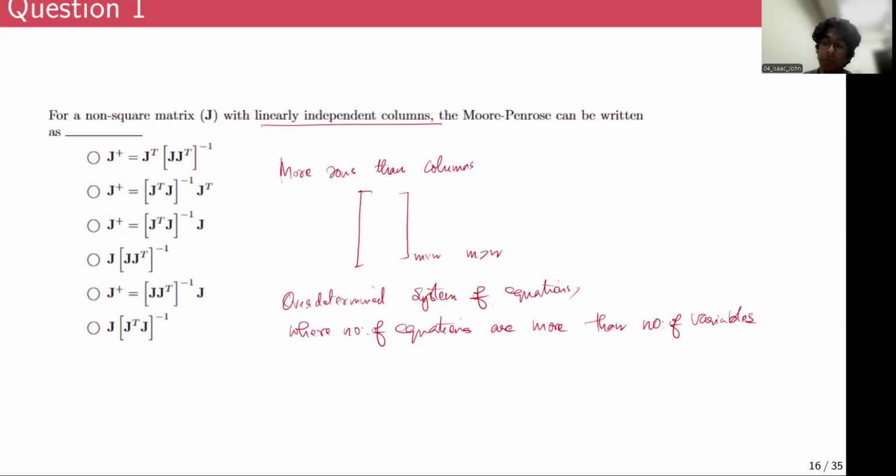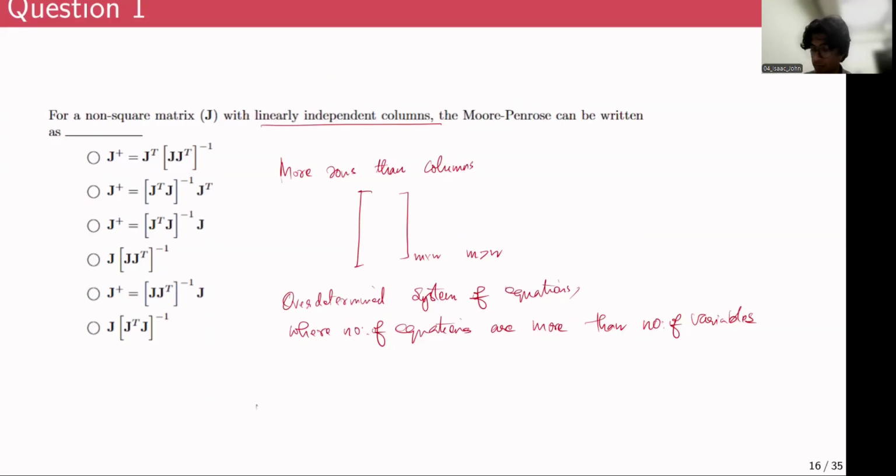3 equations are linearly independent, then there exists no solution. So in that case, what we do is we try to find an approximate solution such that the least square error between the left-hand side and right-hand side of the equations can be minimized.